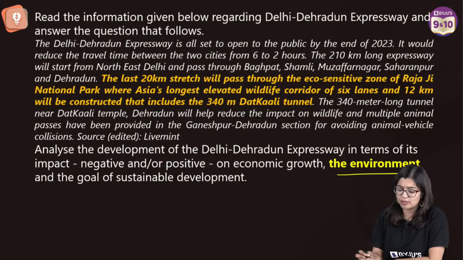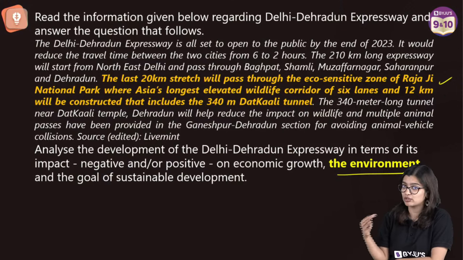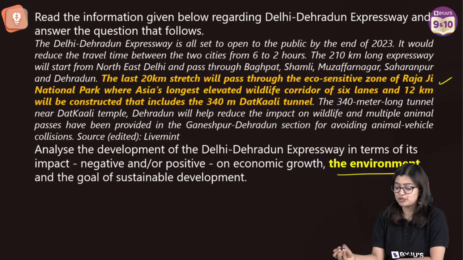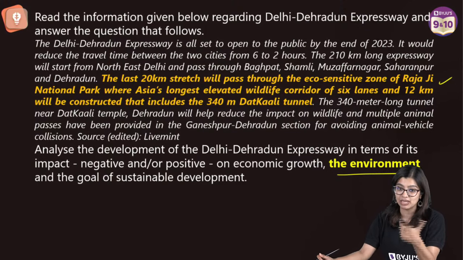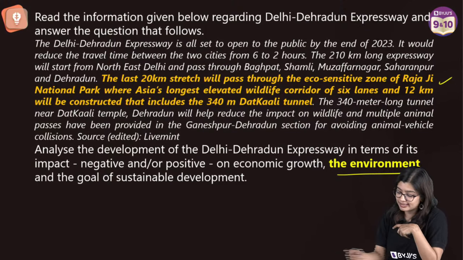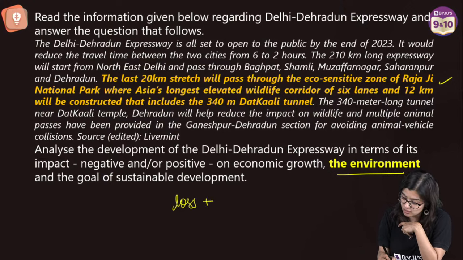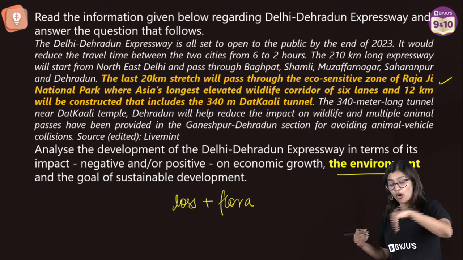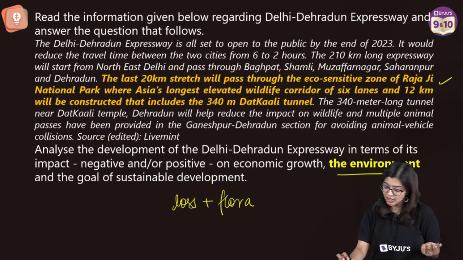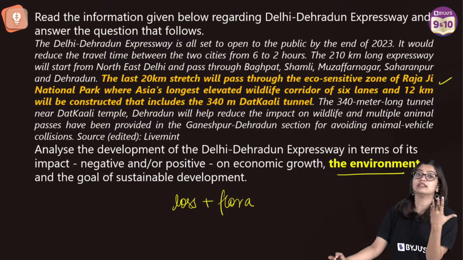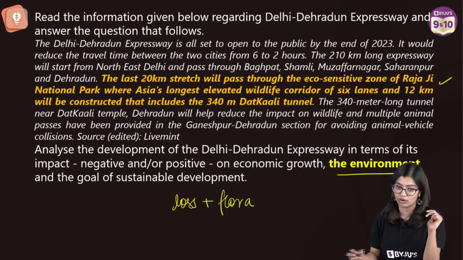Next up, it's asking what would be the impact on the environment. Now this particular expressway is going through an eco-sensitive zone, which means that there are various important organisms or animals that we will find, which is why we see that this can cause a loss of flora and fauna, right? It can also cause more pollution in that area because more people will be using this expressway, right? And along with that, this in turn can affect the quality of life.